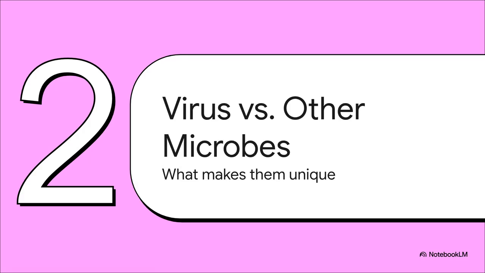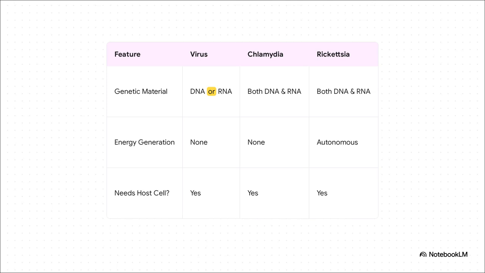You know, a great way to really get a handle on what makes viruses so weird is to put them side by side with some other microbes that also have to live inside our cells. This really highlights what makes them so unique. Okay, so check this out, because this is where it gets really interesting. You see chlamydia and rickettsia over there? They also need a host cell to survive, just like a virus. But look at the huge differences.